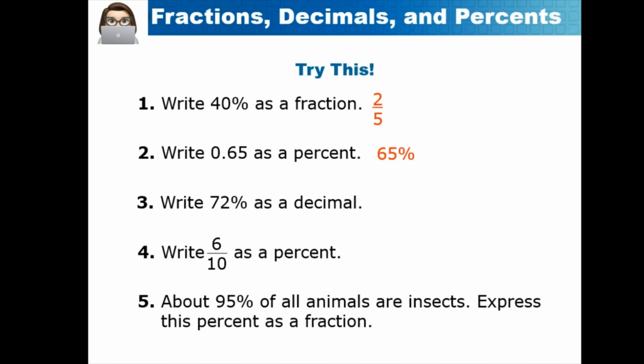How about number 3? Okay, and that is equal to 0.72%. How about number 4? Okay, and that is equal to 60%. How about number 5? About 95% of all animals are insects. Express this percent as a fraction. Okay, that's equal to 19 over 20.